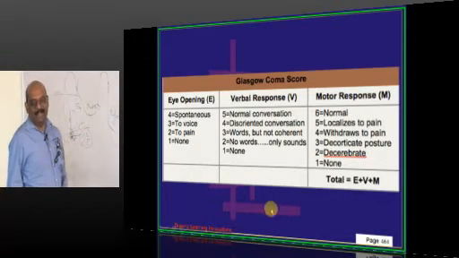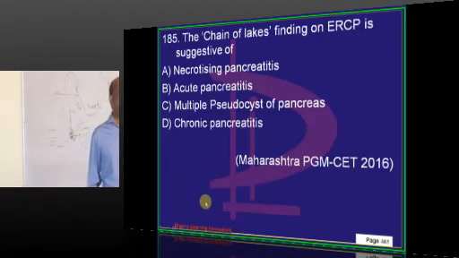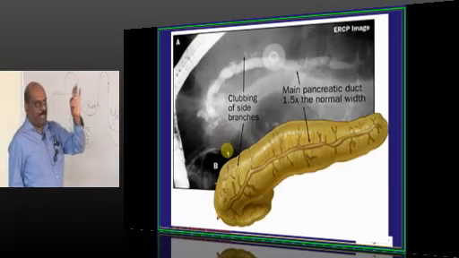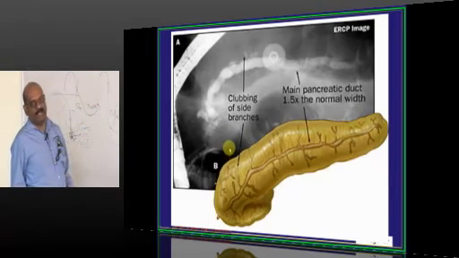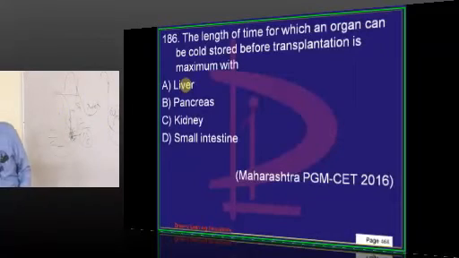That's the second possibility in APGAR. Chain of lakes recently in COMEDK also was the same issue. Chronic pancreatitis, where you have got alternating strictures and dilatation of the duct, is what you have to basically remember.